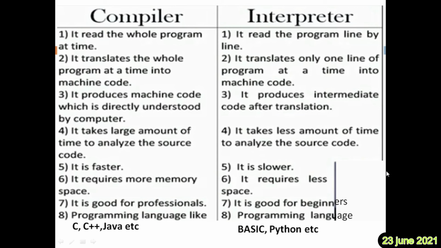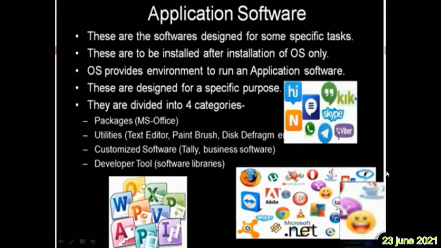Examples of compilers are C language, C++, Java, etc. And an example of an interpreter is the BASIC language. BASIC is a very beginner language, Beginners' All-purpose Symbolic Instruction Code, it is called. It is a very early language. It was there when computers were introduced at the beginning, when high level languages in the first generation were written. Now Python is an interpreter, remember, right?